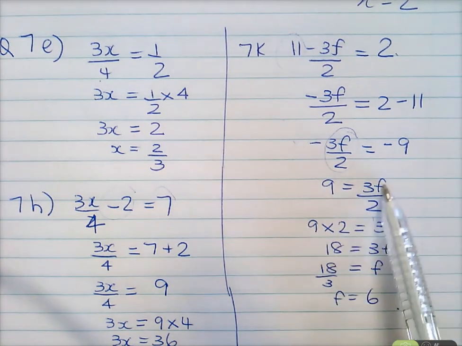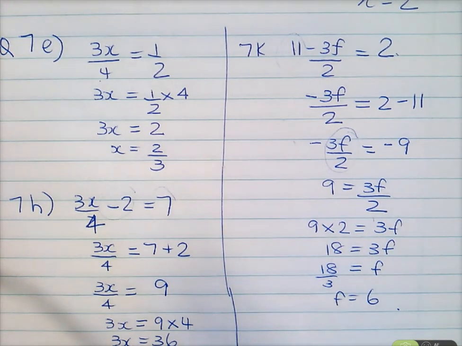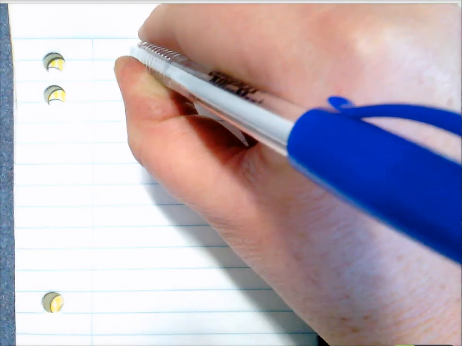Girls, see how I've written this? I would have kept the 3f over 2 on the left and the 9 on the right, but just make them both positive.